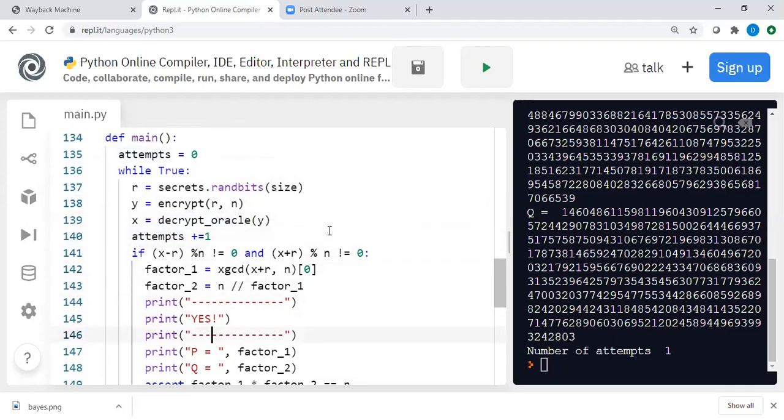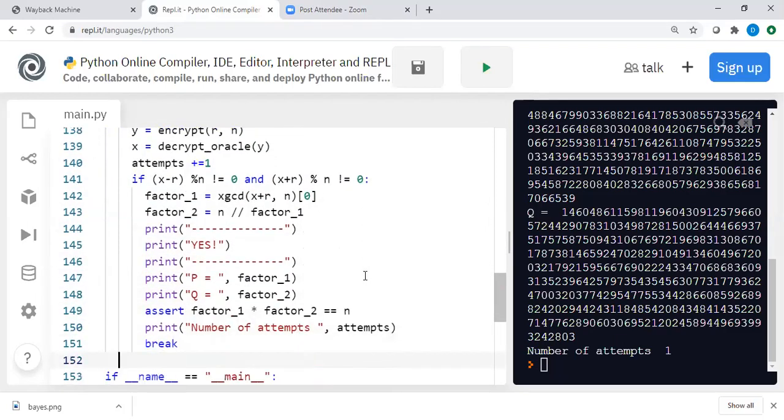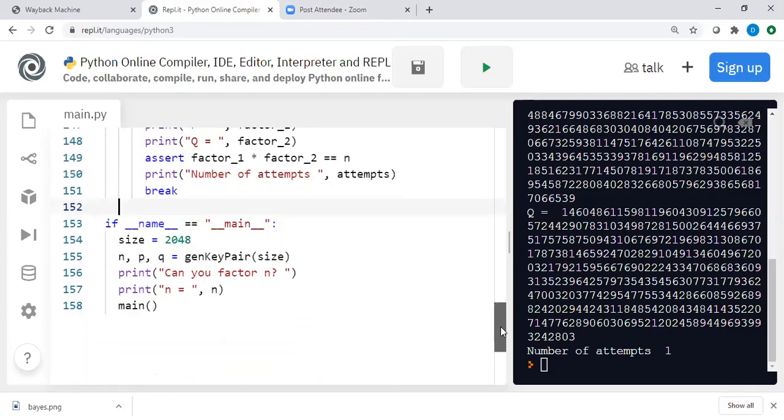Anyway, as I mentioned on the whiteboard, our x has to be different from R as well as from minus R. That's the reason why I wrote it in the program like this. And then all you have to do is compute the GCD of x plus R and n, and get the prime factors p and q. Okay, that's all. So let me run it for you and show it to you.